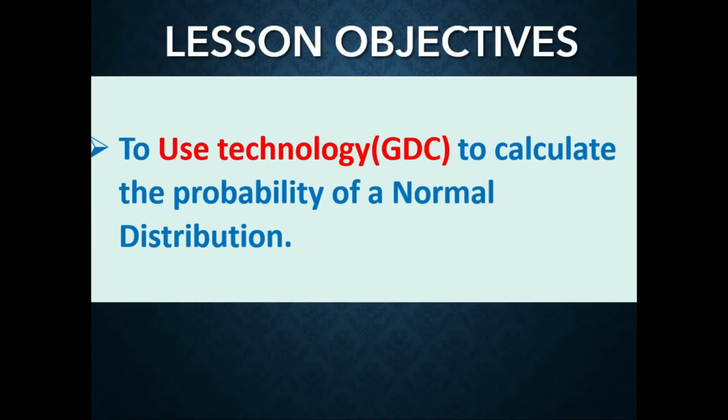The lesson objective for today's session is to use technology, to use the GDC, to calculate the probability of a normal distribution.